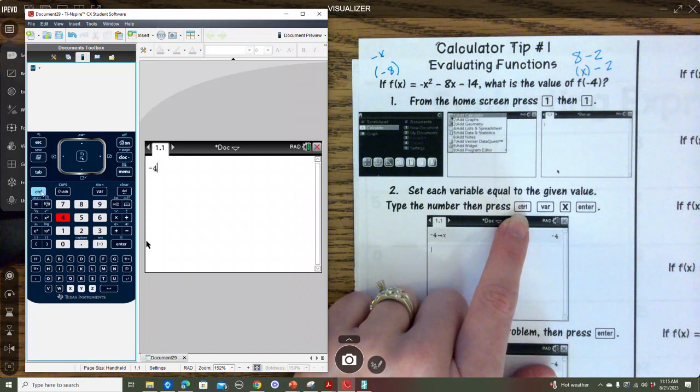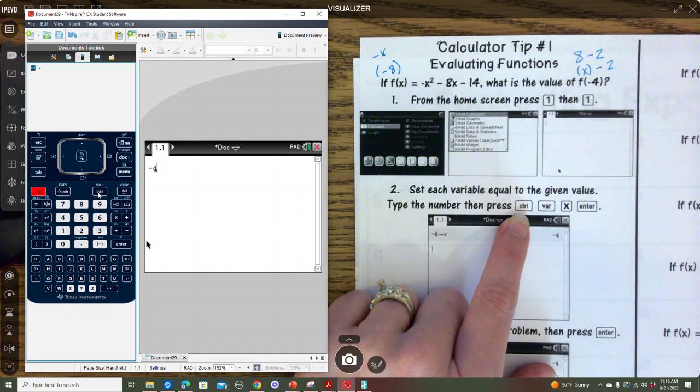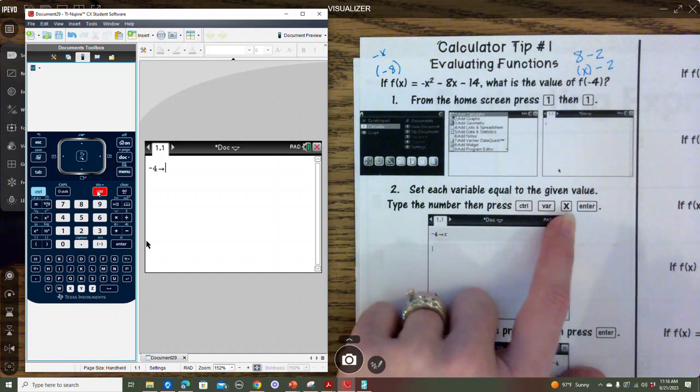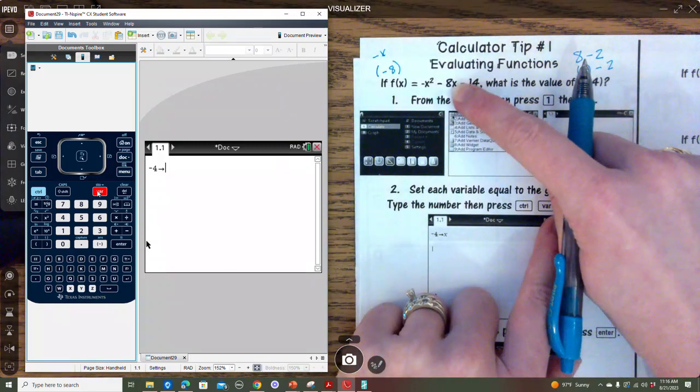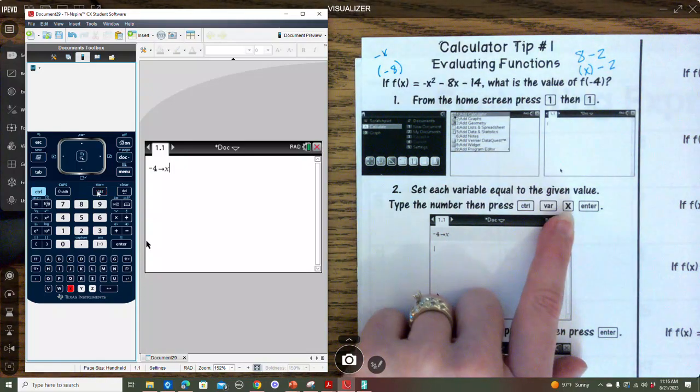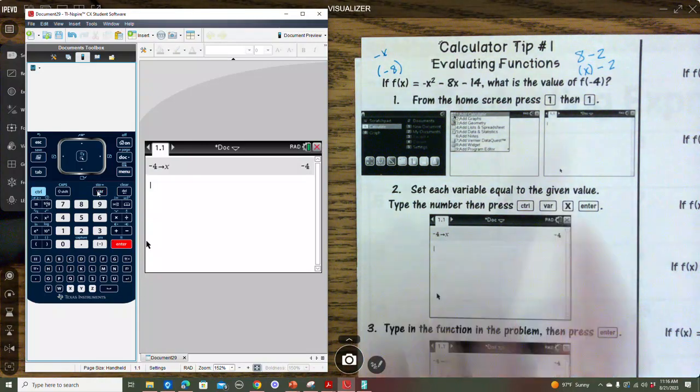So control is the light blue key over here on the left-hand side above equals. And then var is the key above 9. And it should put an arrow in there for you. And then X is our letter. That's what we're swapping it out for. So we type an X, and then we hit enter.